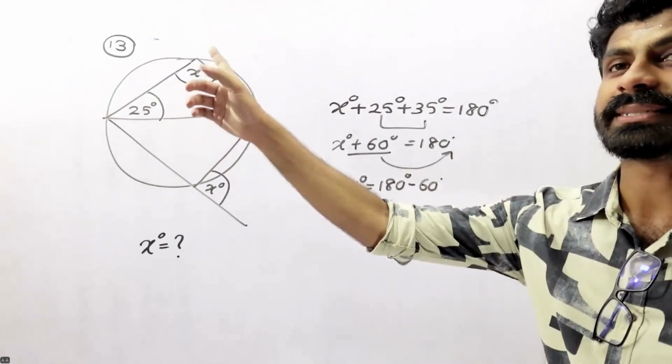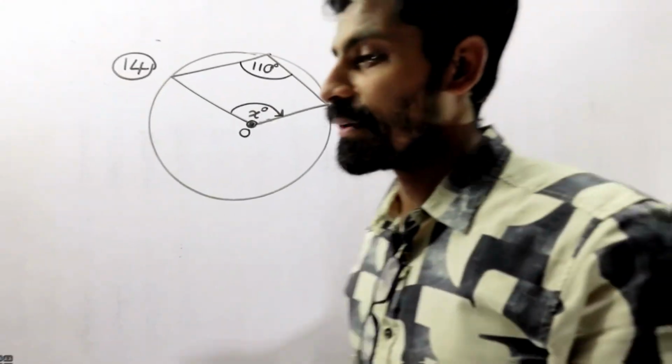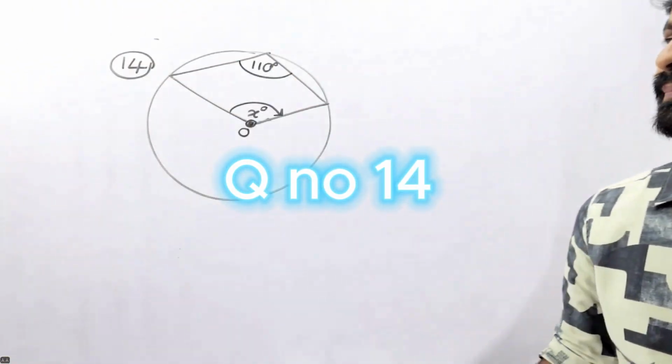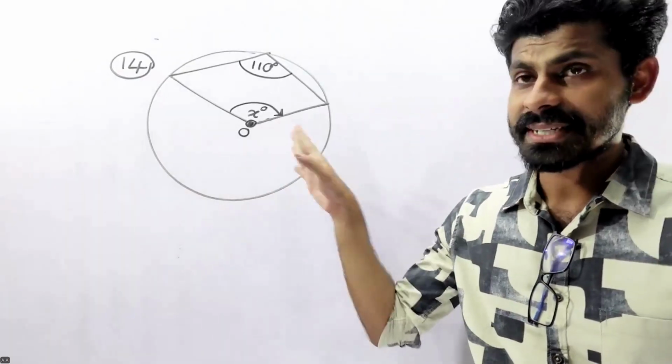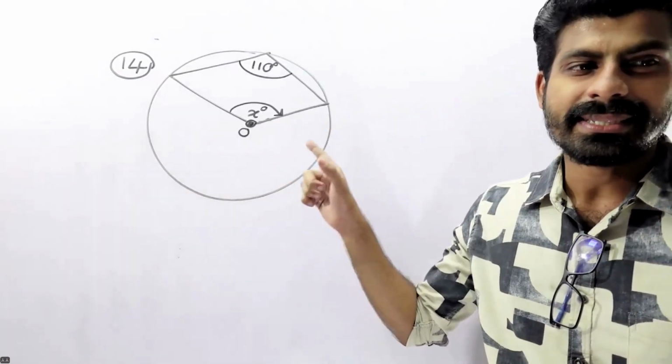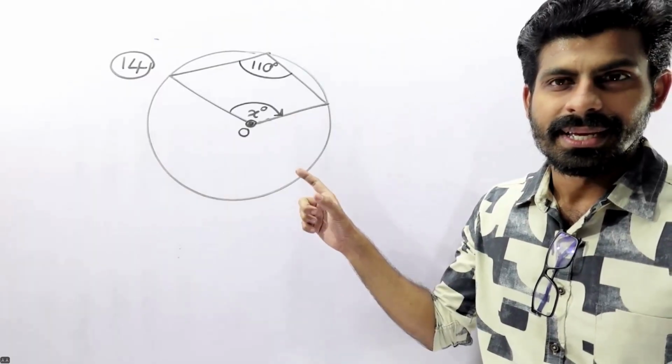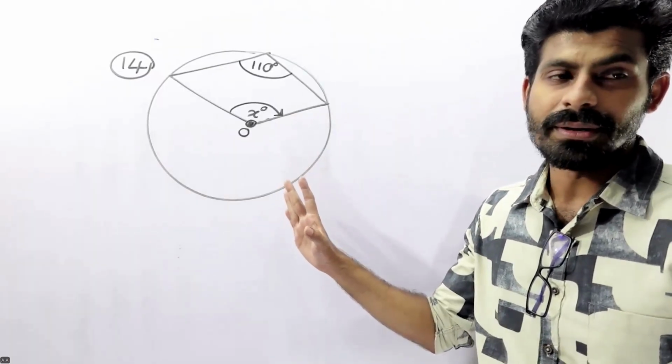Okay, then we can quickly move to the next one. Question number 14. Look at this one. Is that a cyclic quadrilateral? No, this is not a cyclic quadrilateral.